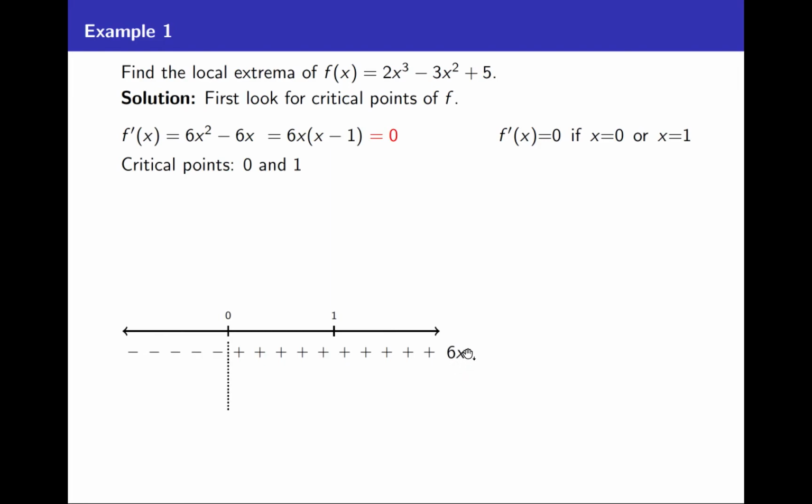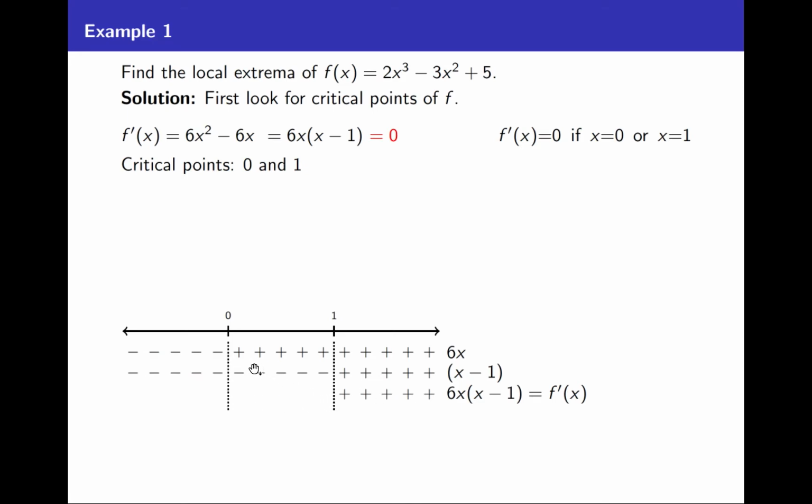Look at them individually. The 6x is positive when x is positive, so to the right of 0, and it's negative to the left of 0, where x is negative. Then look at the other factor, x minus 1. It's positive when x is bigger than 1 and negative when x is smaller than 1. So putting these together, their product is f prime of x on this rightmost interval. For any x, you have a positive times a positive, which is a positive. So we put positives there, telling us that f prime is positive on this interval.